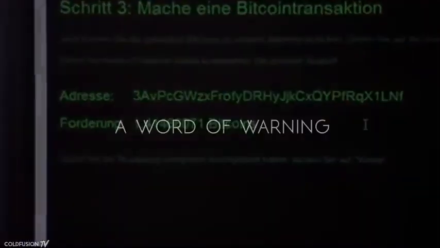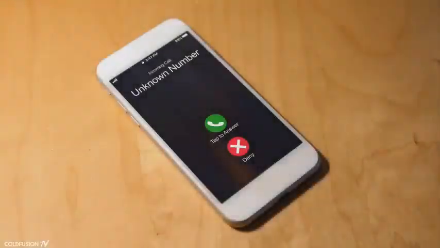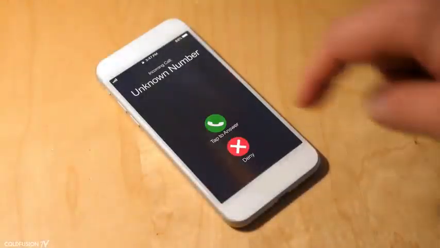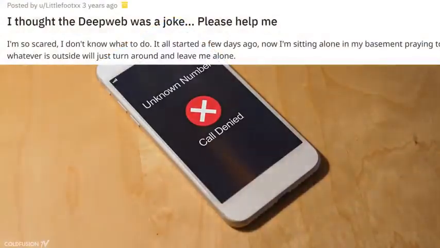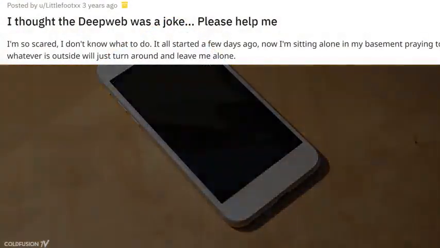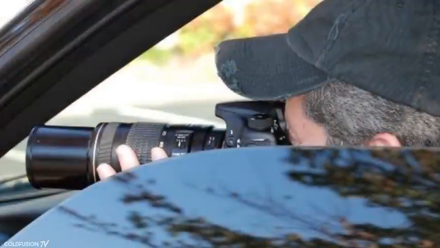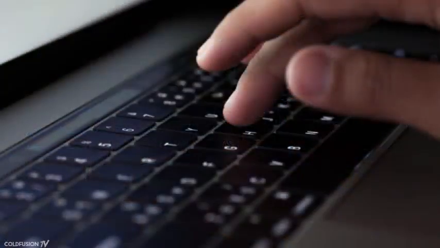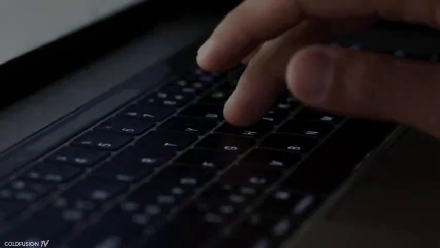To make things clear, it's definitely recommended that you don't mess with the dark web. There have been reports of people getting strange phone calls after browsing through forums, people's webcams being hacked and then put on live stream for all to see, people being followed around in public and being horrified to see photos of themselves doing their daily activities appear on their computer later that day.